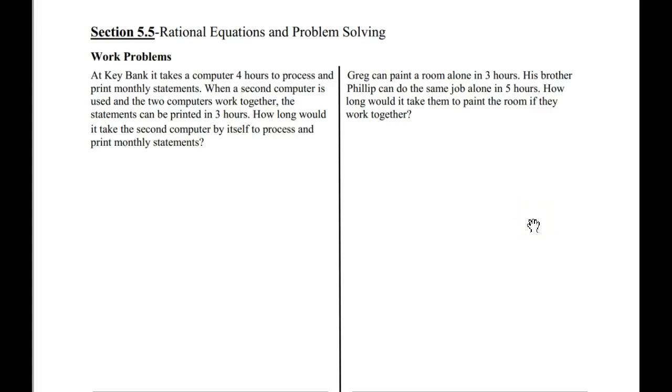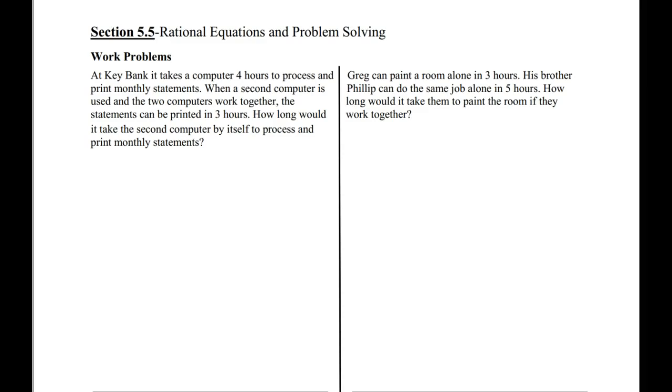In this video, we're going to talk about problem solving and rational equations, and in particular, work problems. Looking at this first example on the left, it says, at KeyBank, it takes a computer 4 hours to process and print monthly statements. When a second computer is used and the two computers work together, the statements can be printed in 3 hours. How long would it take the second computer by itself to process and print monthly statements?